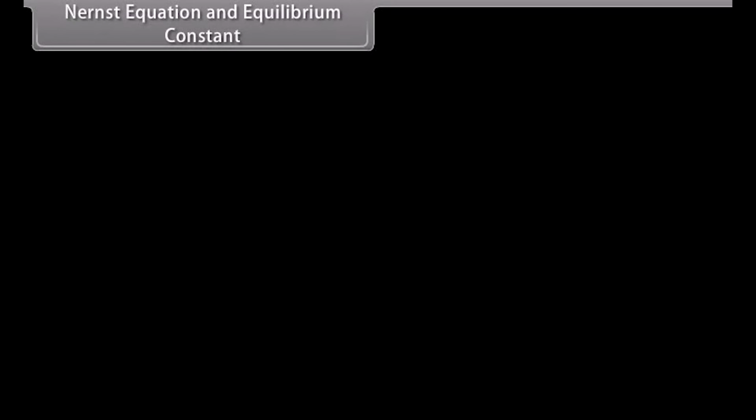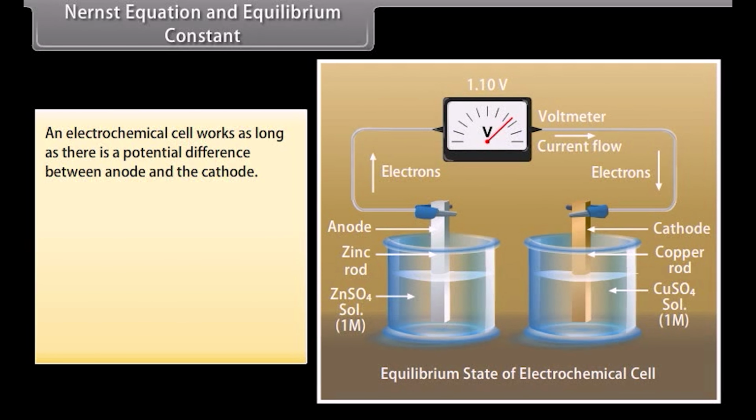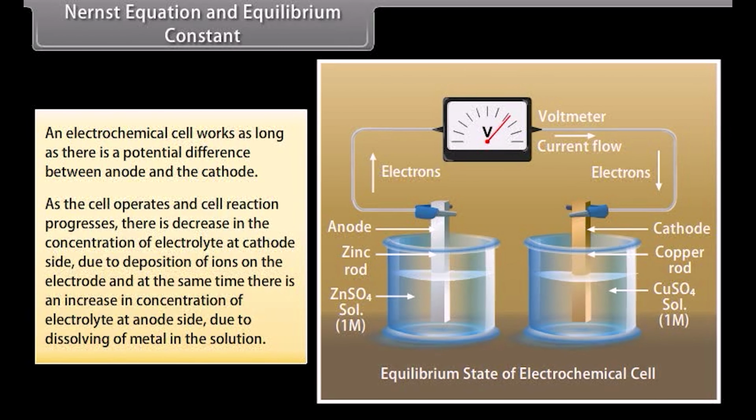Nernst equation and equilibrium constant. An electrochemical cell works as long as there is a potential difference between anode and cathode. As the cell operates and cell reaction progresses, there is a decrease in the concentration of electrolyte at cathode side due to deposition of ions on the electrode, and at the same time there is an increase in concentration of electrolyte at anode side due to dissolving of metal in the solution.